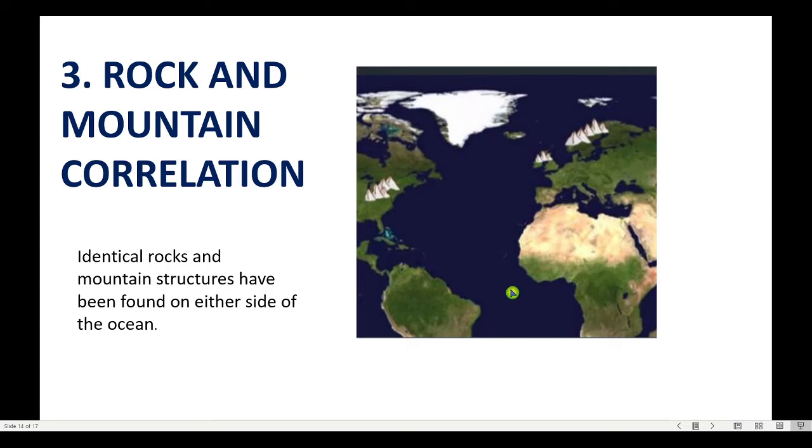So the rock formation in Africa lined up with South America as if it was a long mountain range, and the folded Cape Mountains of South America and Africa line up perfectly as if they were once a long mountain range. So the same rocks and mountain structures have been found at the different continents. That's the third evidence, rock and mountain correlation, which means identical rocks and mountain structures have been found on either side of the ocean or in the different continents.